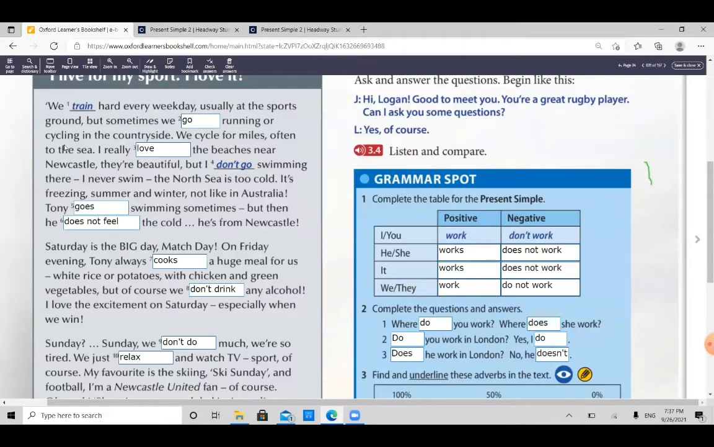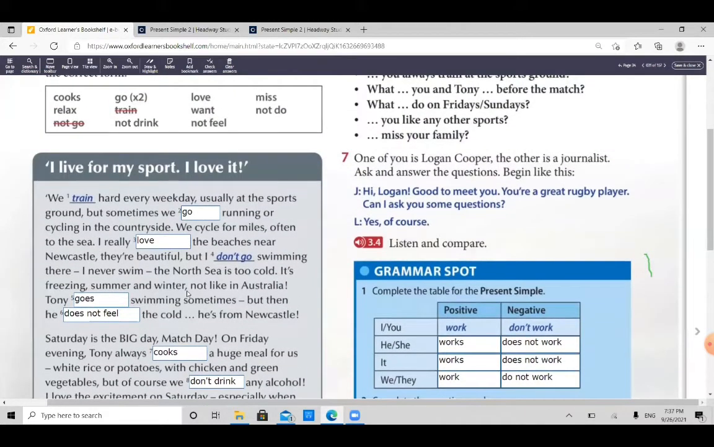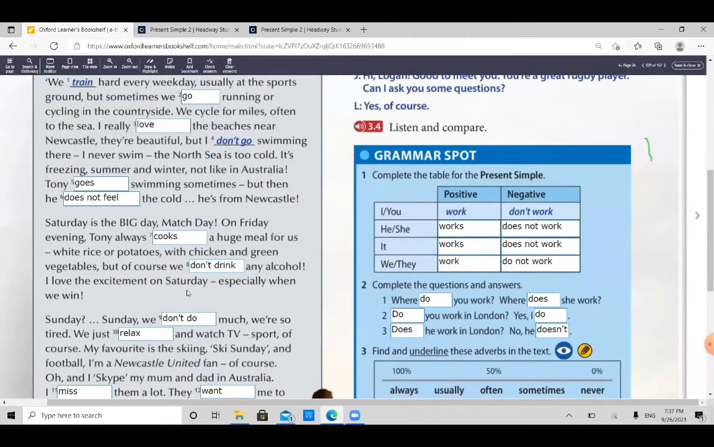Okay. Guys, I told you we need to find them from the text. Your friends are giving sentences of their own. They are correct, but we need to just find them from the text. Yes, Abdulrahman, please. Tony always cooks a huge meal.